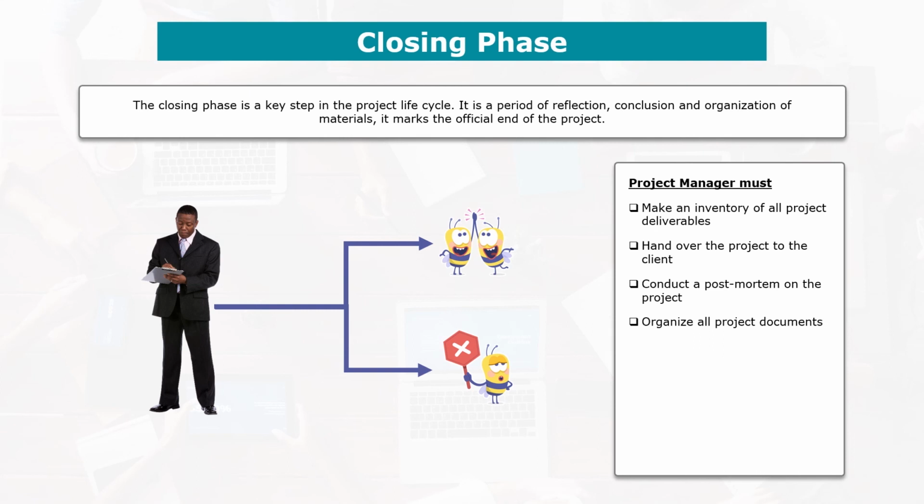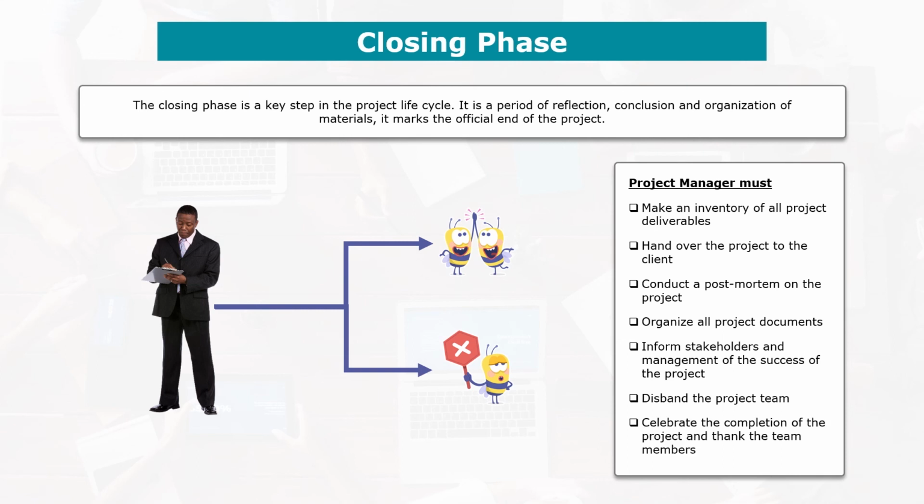So during the closing phase, the project manager will have to inform the various stakeholders and the management team of the success of the project. And you will also have to disband the project team so that everyone can move on to other activities. And finally, if you have the chance, you can celebrate the completion of the project and thank the team members for working on the project and making it a success. So these were the 5 stages of the project life cycle.